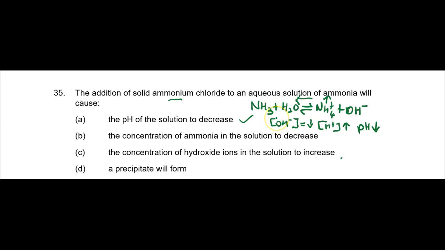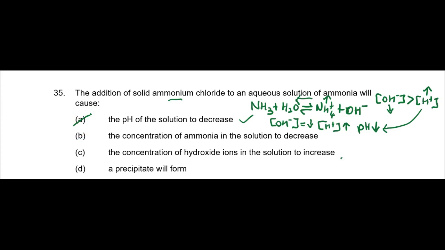Always remember, if it is a basic solution, the concentration of hydroxide ions will be greater than the concentration of hydrogen ions. So that's why if the concentration of hydroxide ions were to drop, the concentration of H+ were to increase, which would then make the pH reduce. So A is the answer.